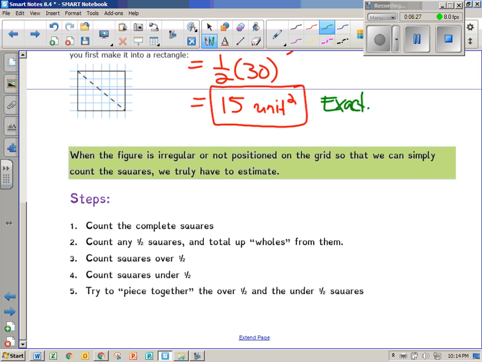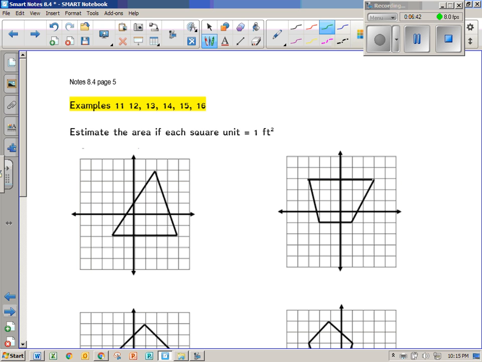Then there's going to be some squares that look like they're a little over half, some that are under, and we're just going to try to put the pieces together to add up to equal a square. So we're really truly going to be approximating. We're estimating.